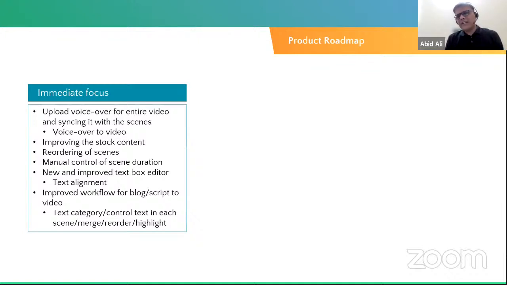The other one is manual control of the scene duration. Now, to give you a little bit of a backdrop, when we started Pictory, our goal was to automate for a person who doesn't have video editing experience at all. Someone who is great at creating content but doesn't want to spend a lot of time, money, and effort in getting the video out. So we wanted to automate as much as possible. So one of the things that we addressed was, hey, let's automate the scene duration as well. And hence we did not look at giving a manual option.